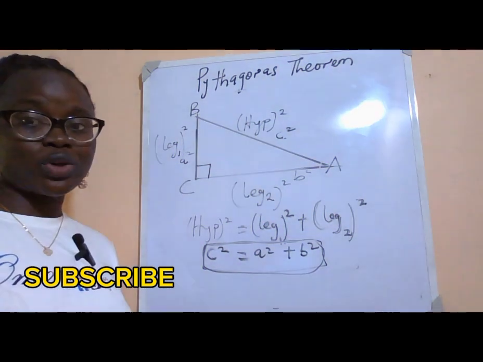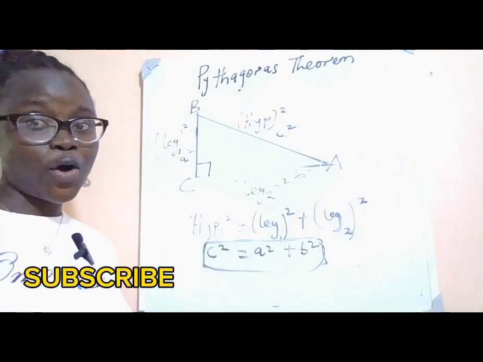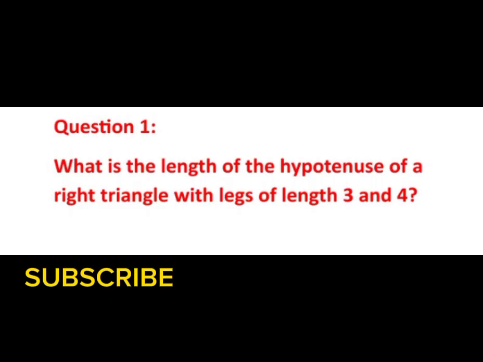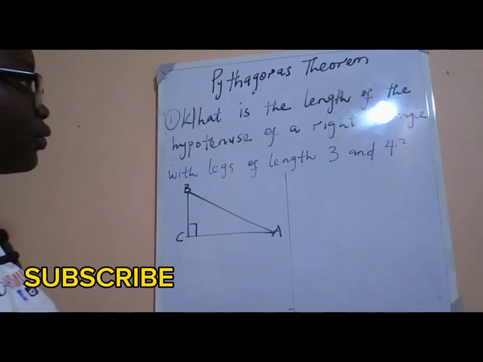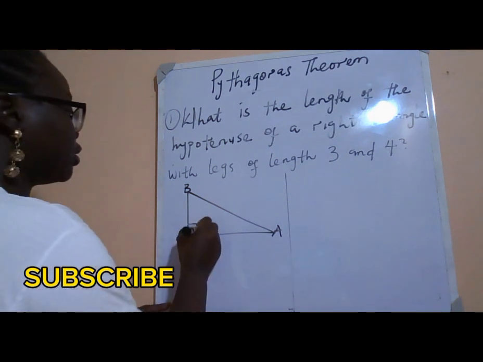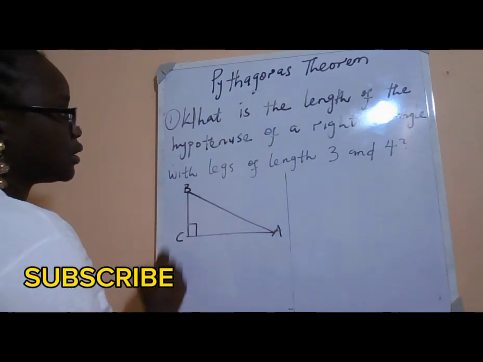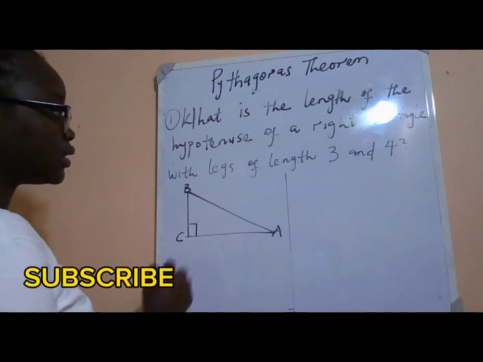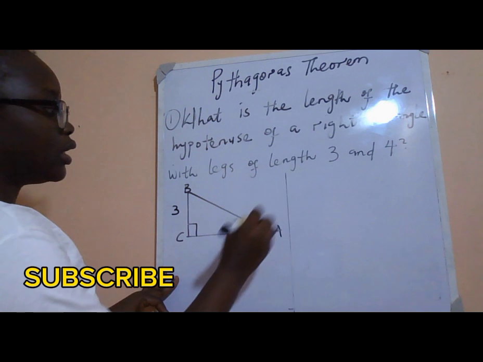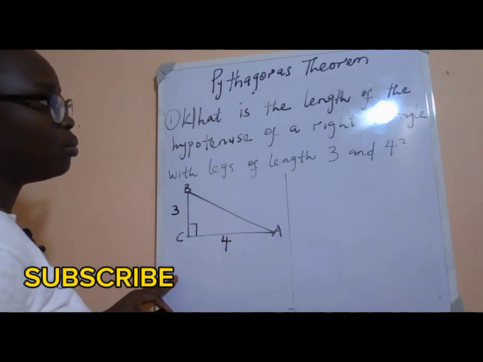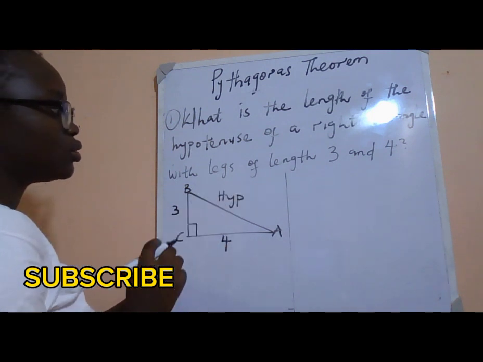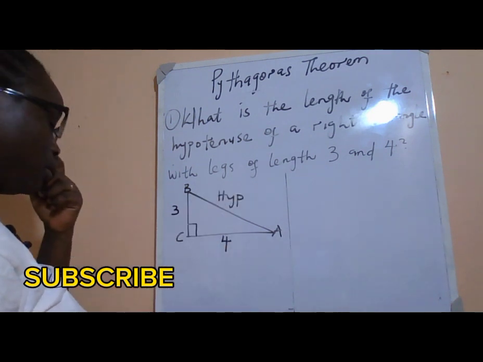So here's the first question we are going to be solving on Pythagoras. We are given a right triangle. Here is the right triangle ABC, and we are told that one of the legs is 3, while the other leg is 4. But we do not know the hypotenuse. So we are asked to look for the hypotenuse.